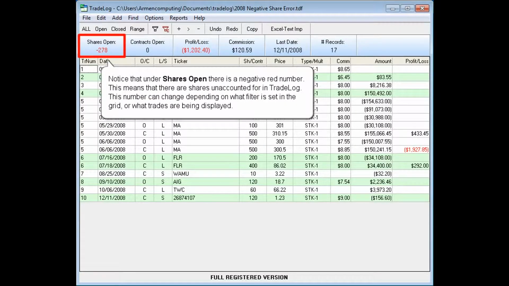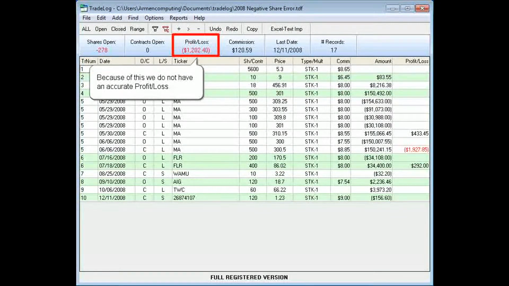Notice that under shares open, there is a negative red number. This means that there are shares unaccounted for in TradeLog. This number can change depending on what filter is set in the grid or what trades are being displayed. Because of this, we do not have an accurate profit or loss.